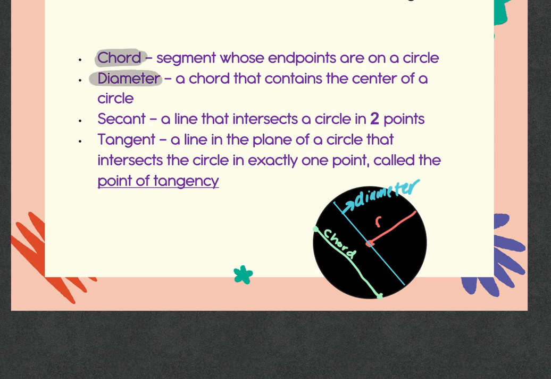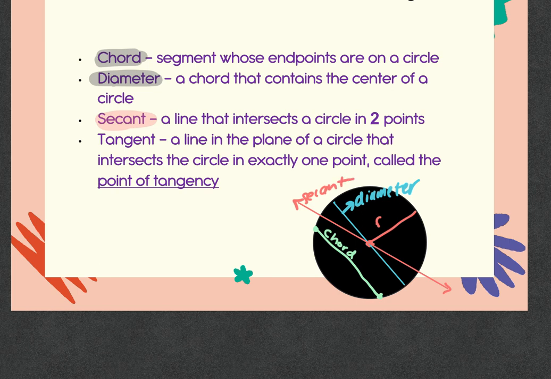So that's a diameter. The secant is a line that intersects a circle in 2 points. So a secant actually passes through the circle. If I extend a diameter past the edges of the circle, it would be a secant. But it actually could be any line that passes through the circle. It hits the 2 sides of the circle. That would be a secant.